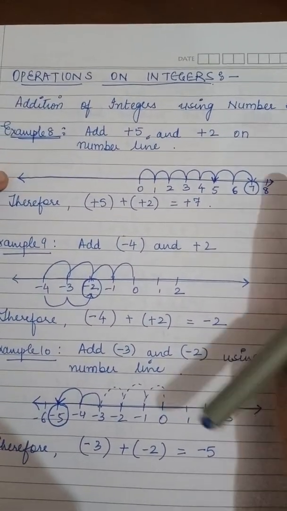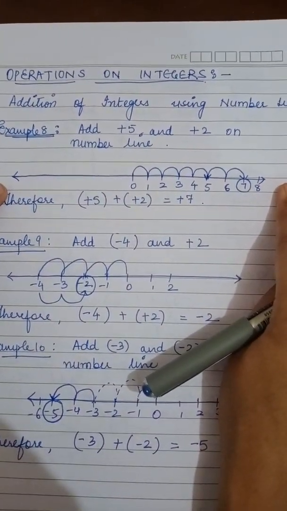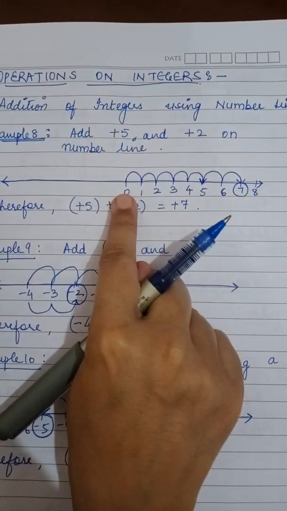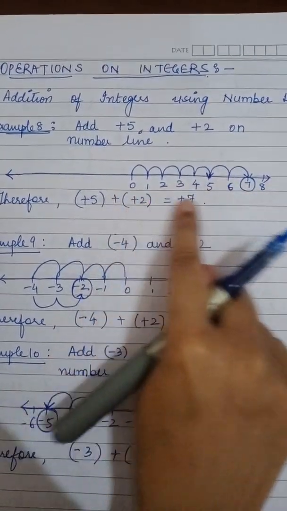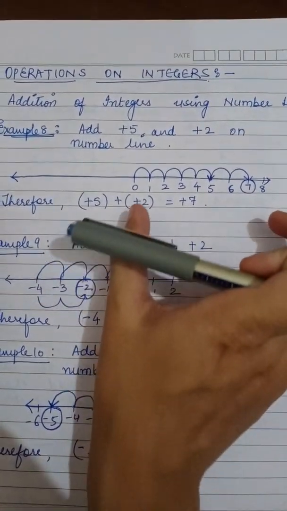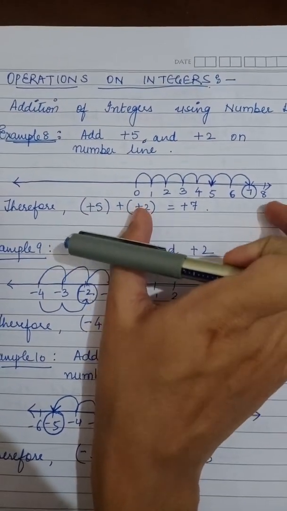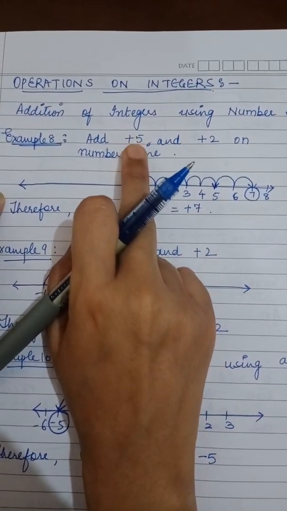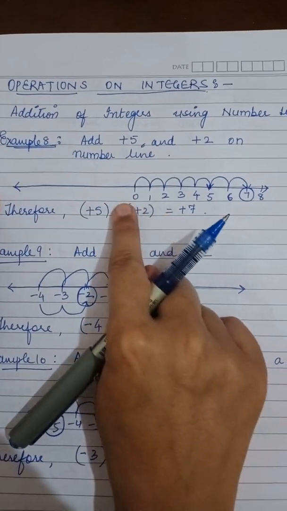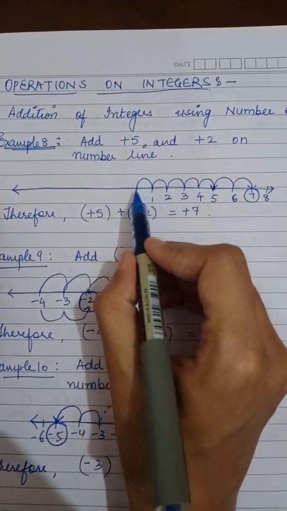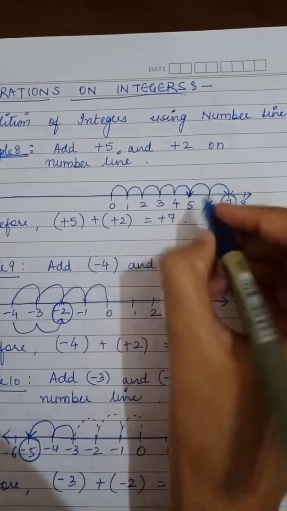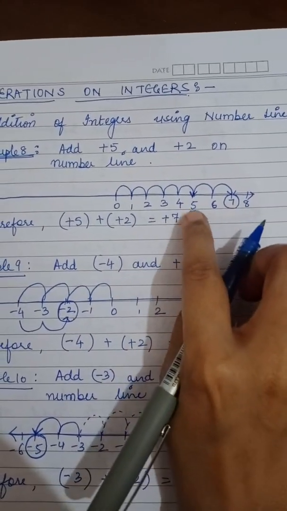Now how are you going to add here? Firstly, draw the number line. On the number line, you are going to mark the numbers like this: 0, 1, 2, 3, 4, 5, 6, 7, 8. You are going to label the number line like this. Now you have to go to plus 5. Plus 5 means you are going to go to the positive side, that means to the right side. Right of 0: 1, 2, 3, 4, 5. So this is plus 5.